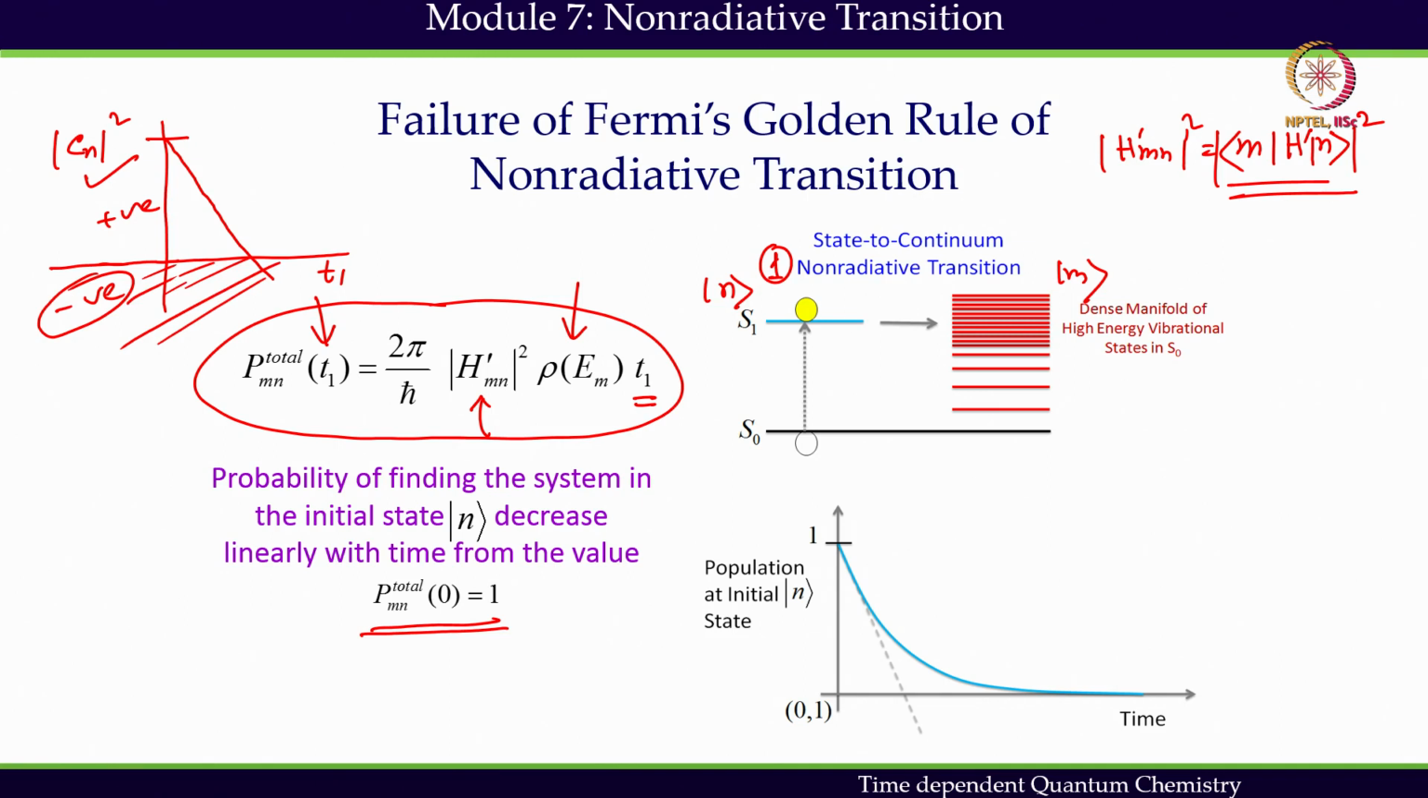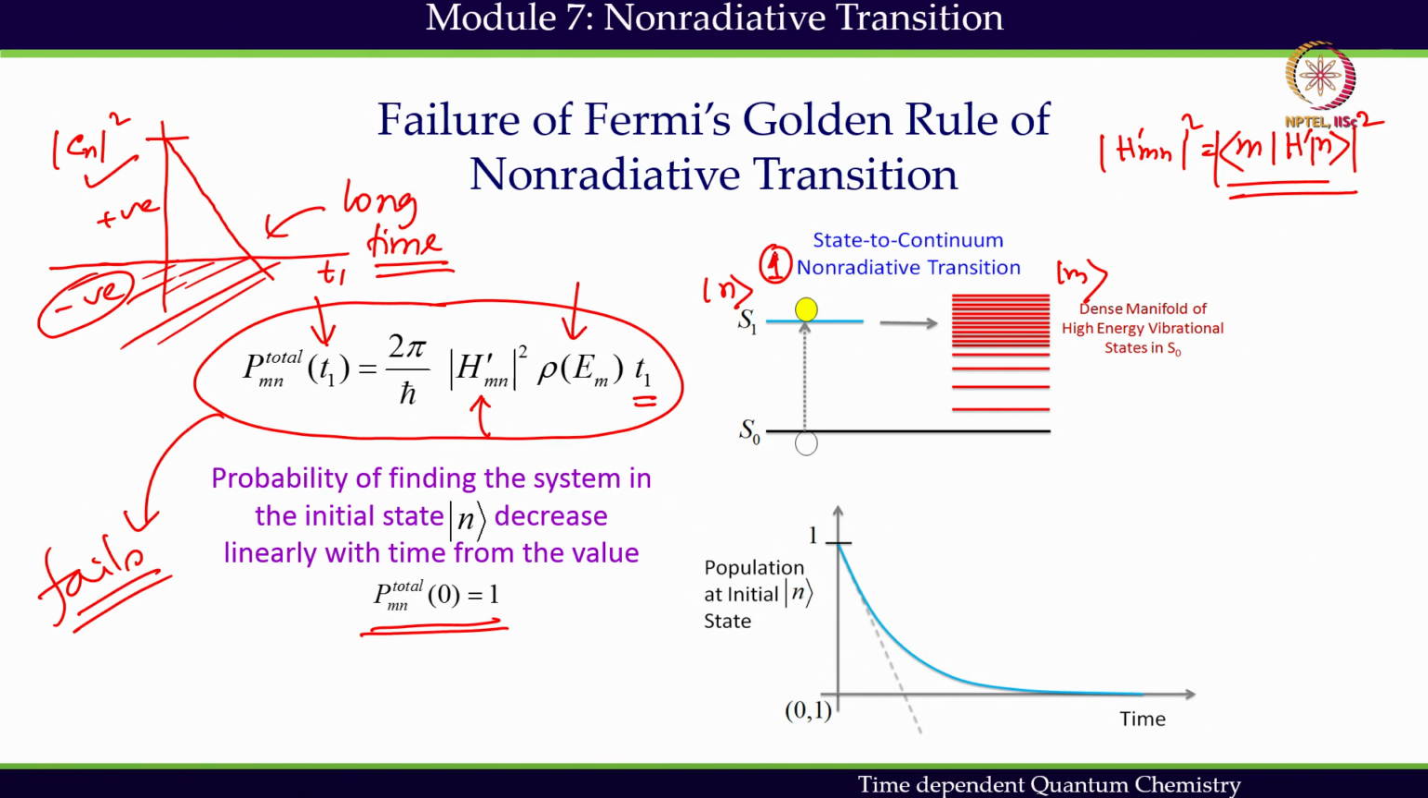This strange consequence clearly shows the failure of Fermi's golden rule to determine the decay behavior of an excited quantum system due to non-radiative transition after a long time. So what is going on after a long time? This equation fails to represent the real life problem, because it is not possible.